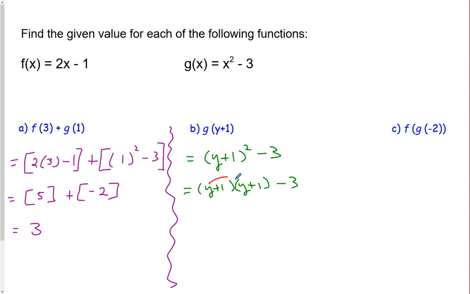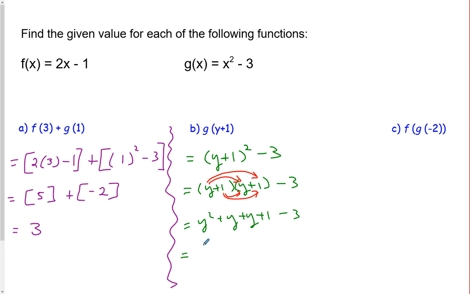Let's do my multiplying through the brackets. Everything in my first bracket gets multiplied by everything in my second bracket. Call that FOIL, first, outside, inside, last. Y times y is y squared. Y times 1 is y. 1 times y is y. 1 times 1 is 1. A lot of students will say 2. It's not. Don't accidentally add.